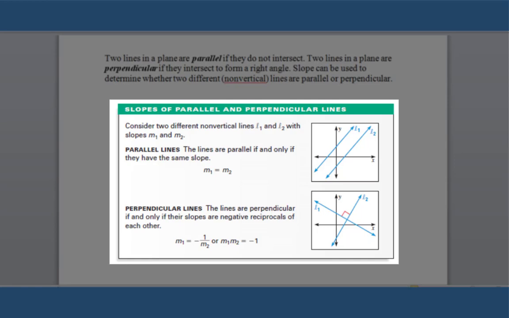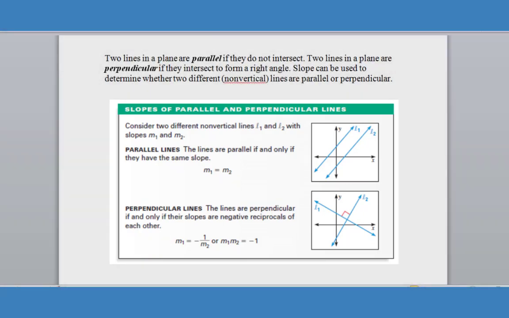Now, for perpendicular lines, the lines form 90-degree angles, and the easiest way to see that mathematically is through the slopes being opposite reciprocals, or sometimes students like to call them negative reciprocals. So if we take the original slope and take the opposite value and make a reciprocal, then that will be the slope of the perpendicular line.